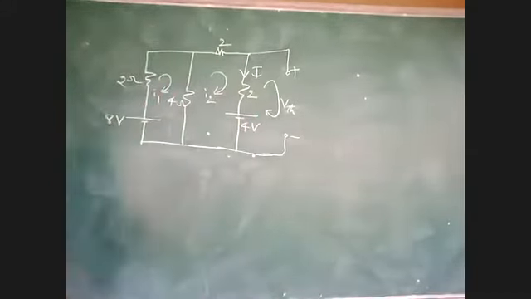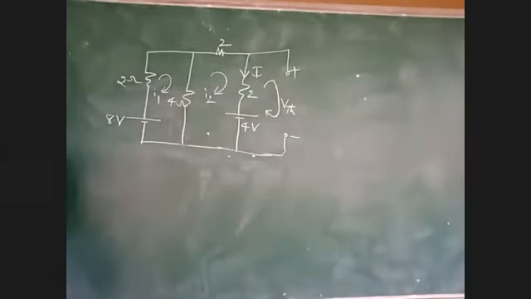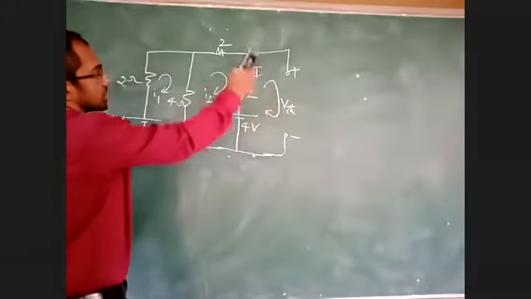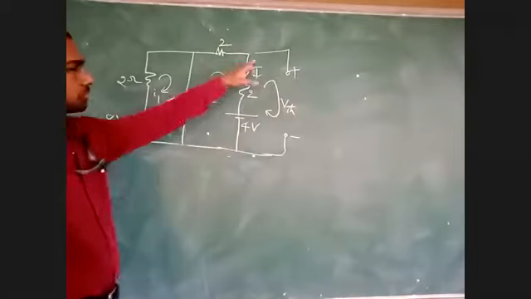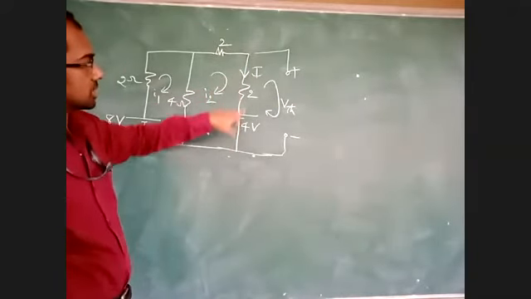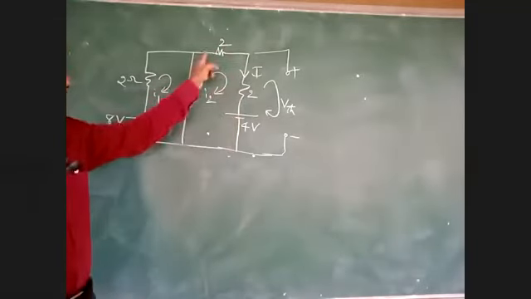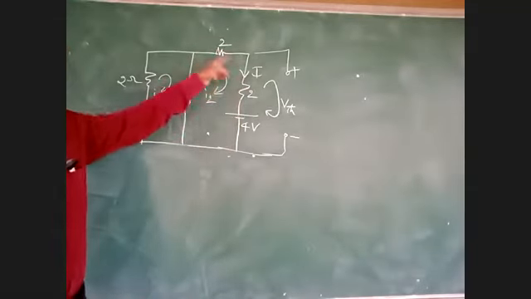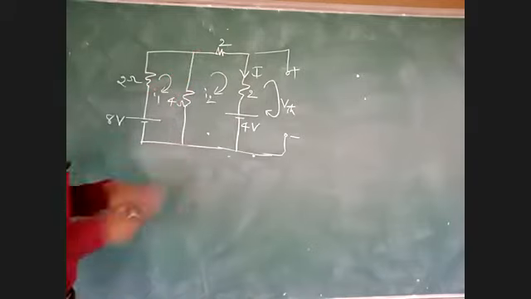How many nodes are there? Only one node is there. See here, open circuit is there. Current is not dividing here. The 2, 2, and 4 volts are in series. This entire branch is one branch. Here, only one node is there.